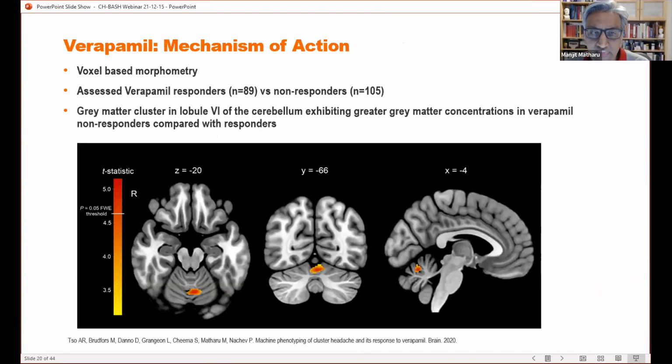The other thing that came out of this study was that we looked at those people who are verapamil responders versus those who are non-verapamil responders. What we found was that patients who respond to verapamil had changes in the cerebellum, and the changes were seen in lobule 6, which is where you have the somatotopic representation of the face. This very clearly shows that it's very likely that the cerebellum has an important gating mechanism in cluster headache, and the effect of verapamil is very likely to be through a cerebellar locus.